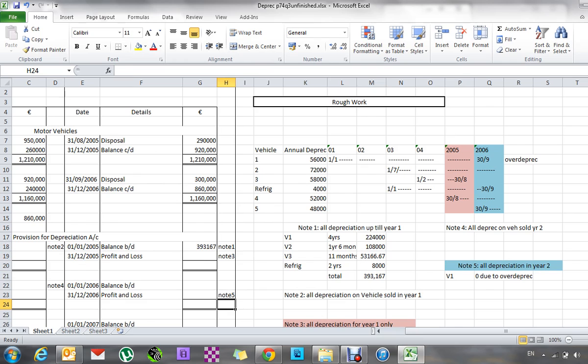Then the vehicle sold in year 1. In year 1 I sold vehicle number 3. The full life I would have had vehicle 3 is 11 months in 04 and 8 months in 05, so that means I had it for 19 months. If I work it out, it's going to be 58 grand multiplied by 19 over 12. And that's the figure that I'll put in for my depreciation. So M24 is the column's entry.